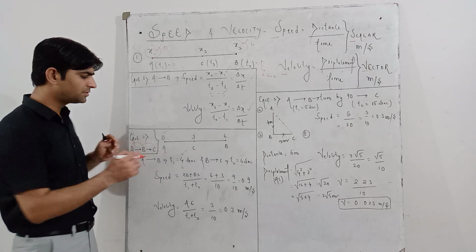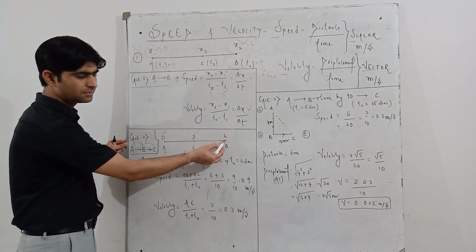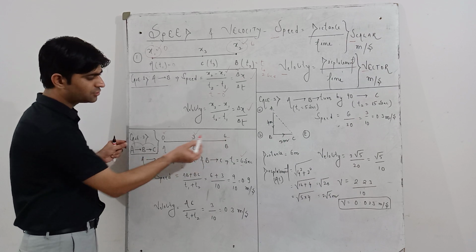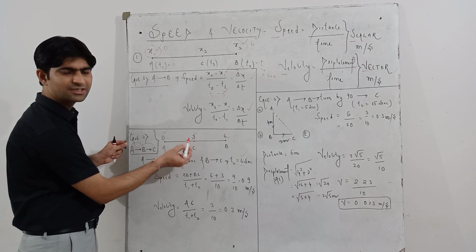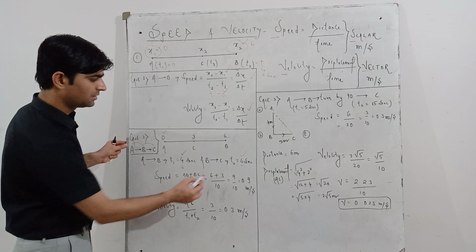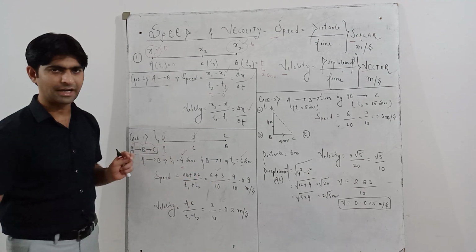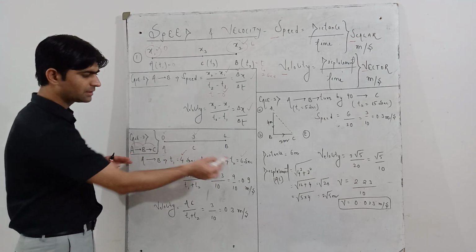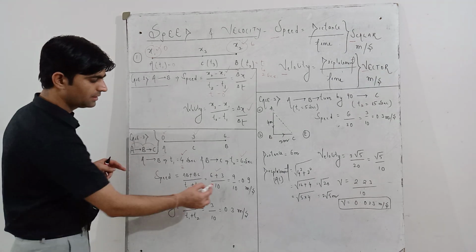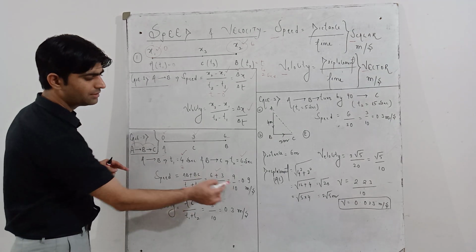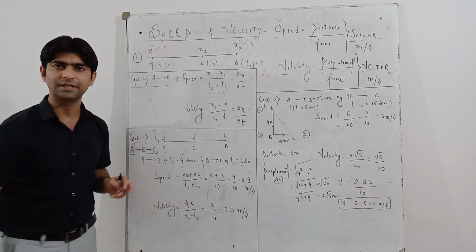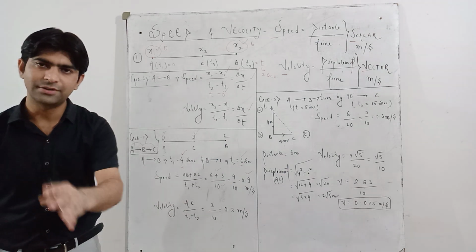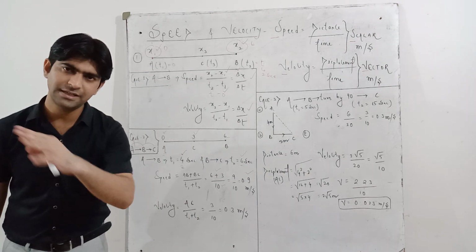Okay, so if we talk about the total distance for path A to B to C, what will be the total distance? 0 to 6 is 6, and 6 to 3 is 3. The total distance becomes 9. This is 6 plus 3, 9. Total time is 4 plus 6, 10. So 9 upon 10 is 0.9 meter per second. 0.9 meter per second is the speed.